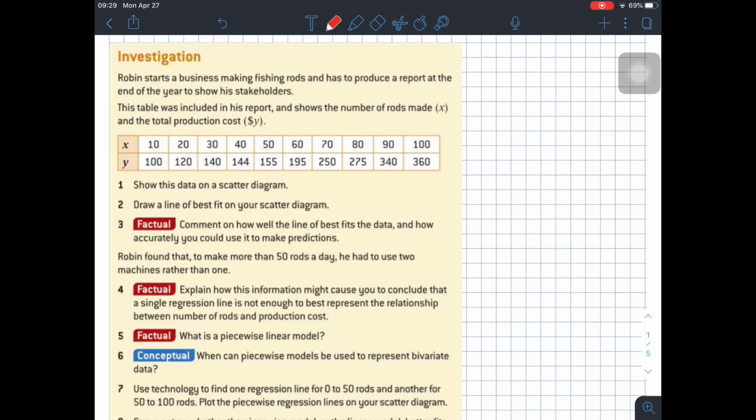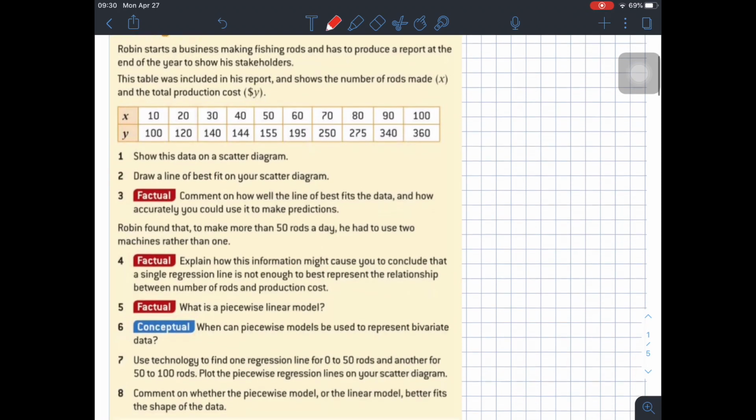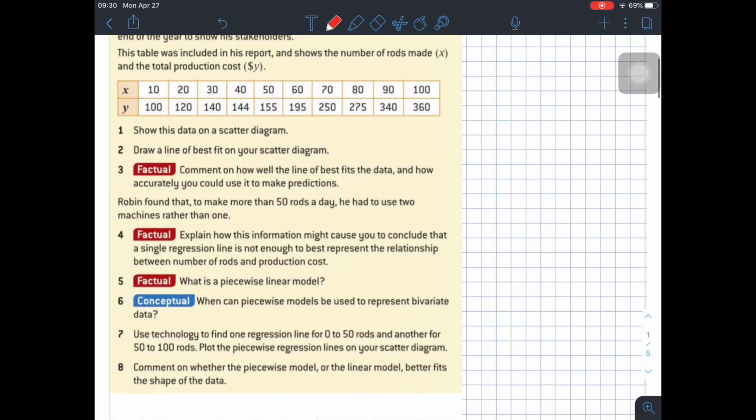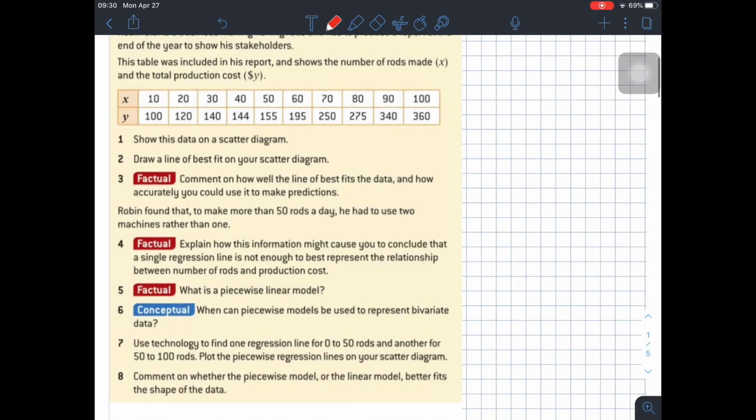It says, Robin starts a business making fishing rods and has to produce a report at the end of the year to show his stakeholders. This table was included in his report and shows the number of rods made, which is a variable X, and the total production cost in dollars, which is a variable Y. So there we have amount of rods and the production cost. So it says, number one, show this data on a scatter diagram, and number two, draw a line of best fit of your scatter diagram.